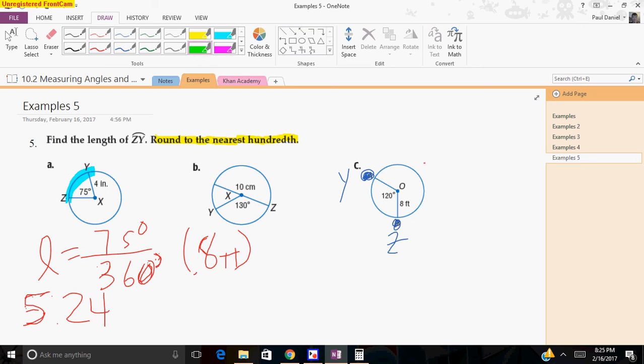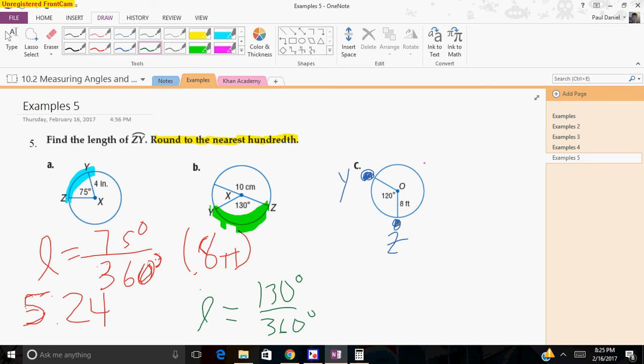Alright, let's look at the next one. We're going to try to find this measurement right here, ZY. Similar scenario. I know the angle, so I'm going to find that arc length. I would need to say that the arc length is equal to that angle over 360 times the circumference. This time they gave me a diameter, not a radius. So instead of using 2 pi r, I'm going to use pi times the diameter.